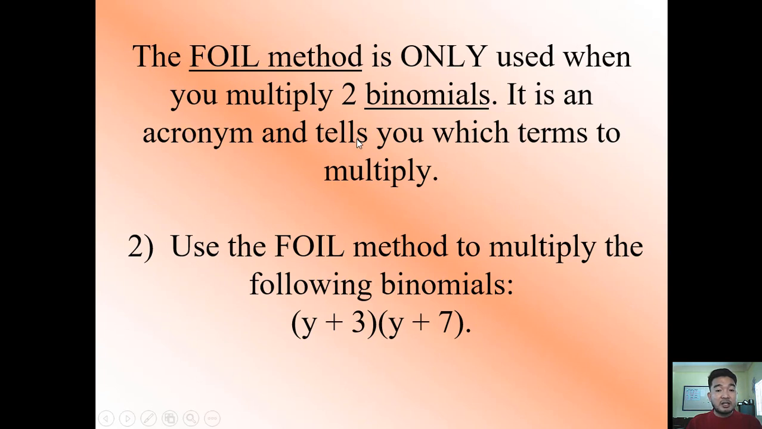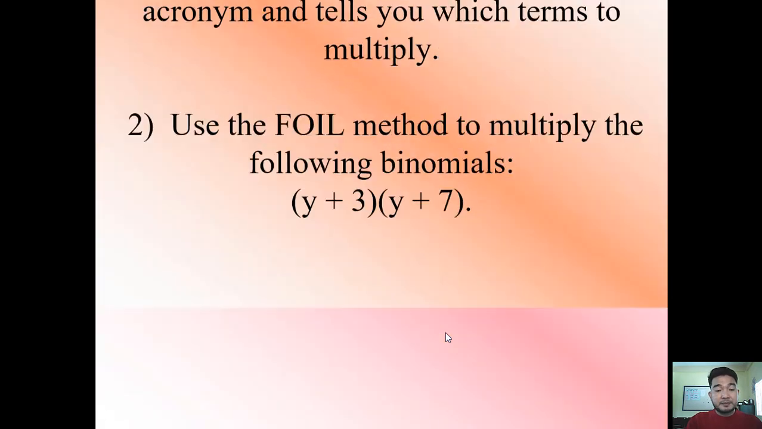It is an acronym and tells you which term to multiply. Yung FOIL acronym lang yan. Mamaya malalaman nyo ano ba ang meaning ng F, O, I, and L. Okay, let us have this example. Use the FOIL method to multiply the following binomials. So that's y plus 3 times the quantity of y plus 7.